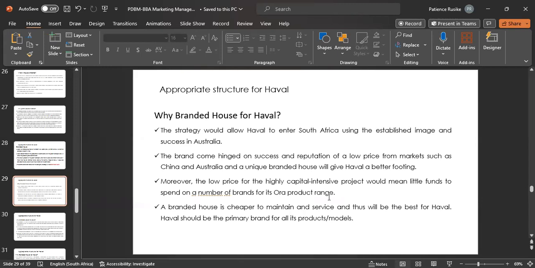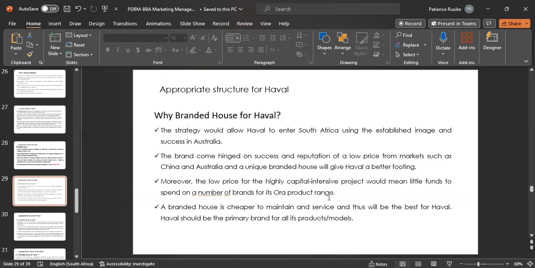So if you come to South Africa and you say, okay, fine, Haval is the producer, but there are these products, a brand called that one, a brand called that one, a brand called that one, the customers may not easily accept it because they will say, we don't know them. But if you mention Haval as the main brand for these multiple products, people might accept it because of the success, or they can check the track record that these people have also been successful in a market such as Australia. So that's why I'm arguing that perhaps a branded house might be appropriate for Haval.